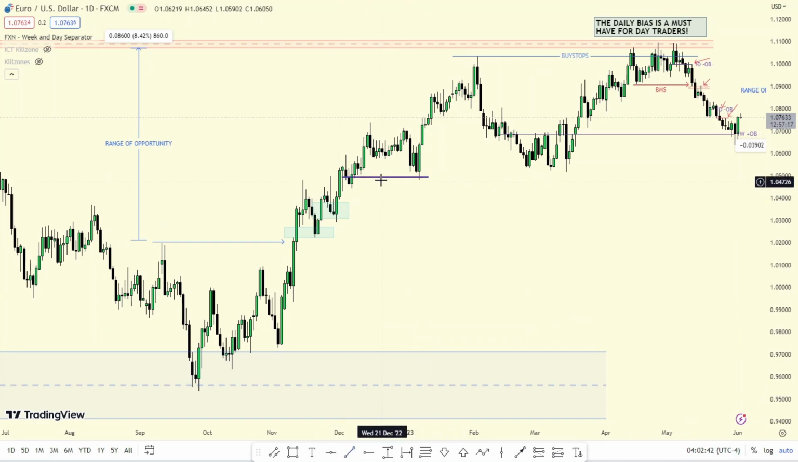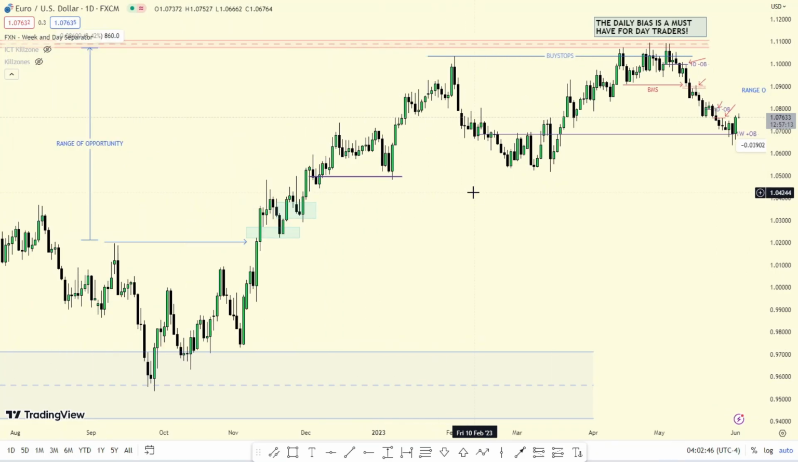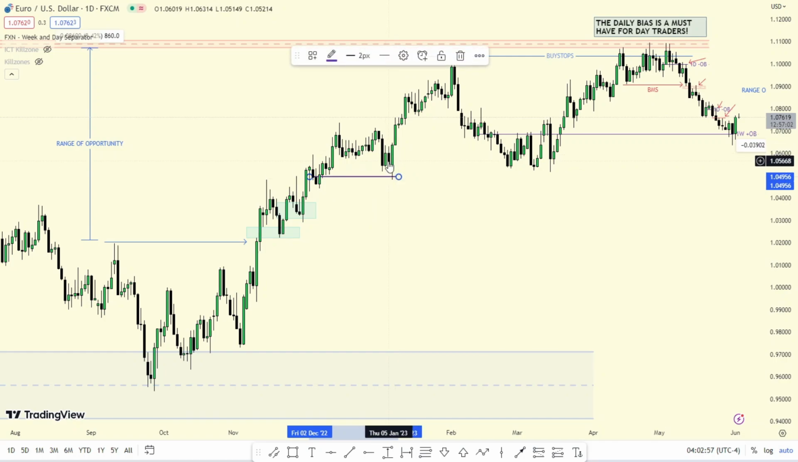So these are the places you want to be buying. And then eventually we fell short, and then we retraced back below. I think it came back to the order. Oh no, that's not the order block. I think this was the order block.